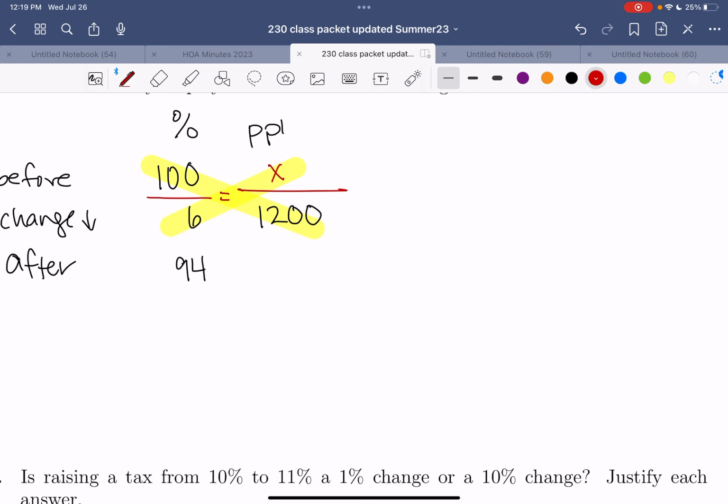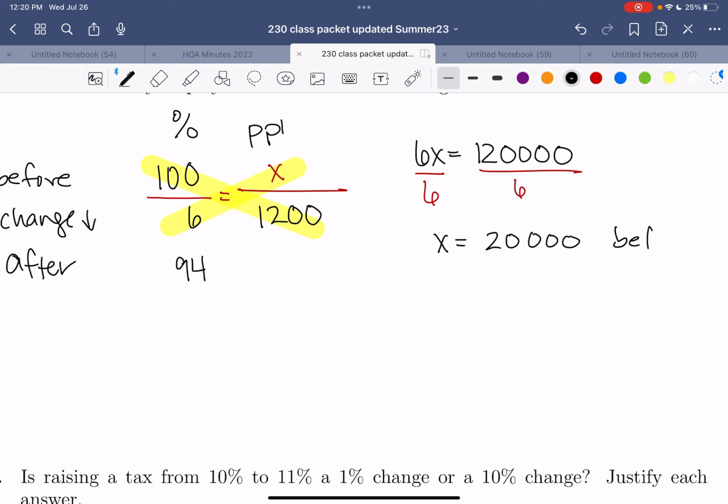I'm going to go ahead and cross multiply here. So this is going to give me 6x equals 12 with 4 zeros. And let's go ahead and divide both sides by not 2, but 6. And that will give us 20,000. Right? Okay. So that tells me my before.